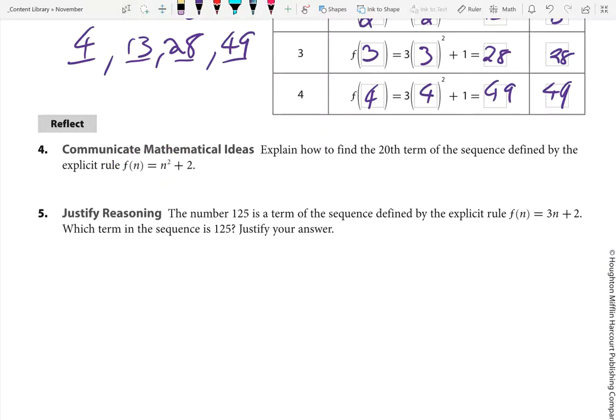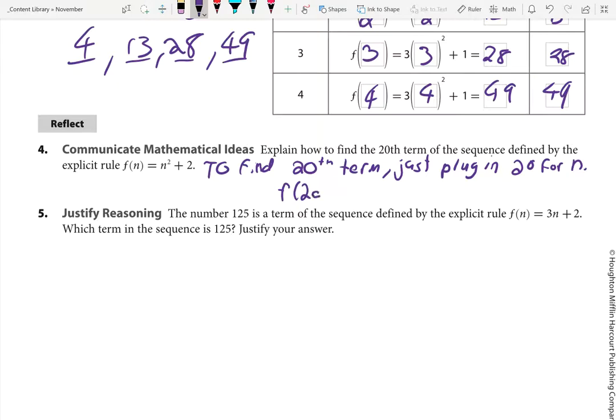So just explain how to. No, don't actually find it, just explain how to. All right, so to find the 20th term, just plug in 20 for n. So you would have the 20th term, f of 20, remember that just means the 20th term, is equal to 20 squared plus 2, because it was n squared plus 2, and you're just putting 20 in for n. So you're making 20 squared plus 2.